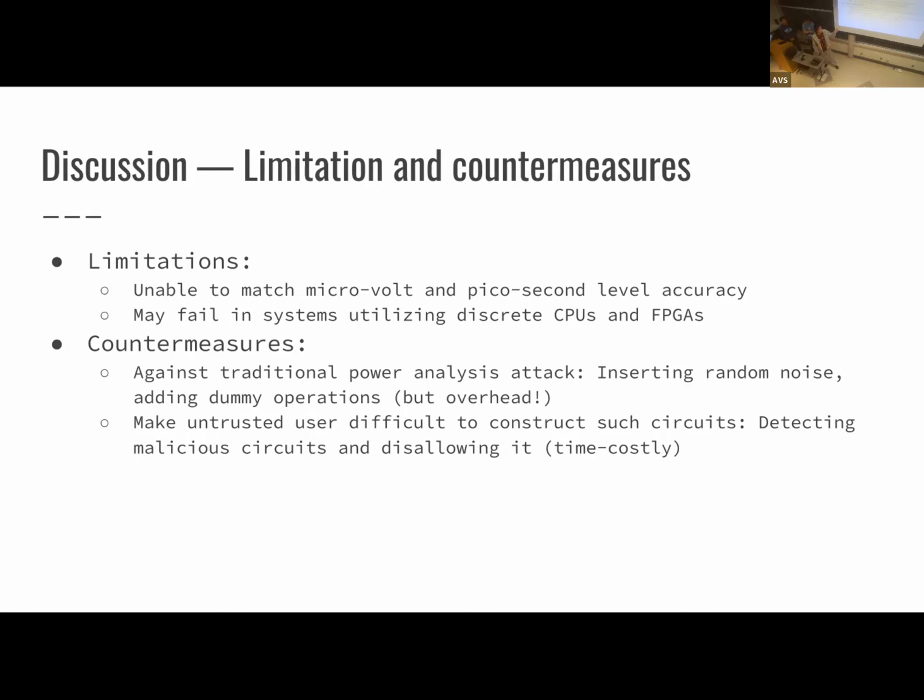And it also has some countermeasures. The first is that we can insert some random noise and add some dummy operators, just as we discussed in the lecture. And we can also make it difficult for the untrusted user to construct the circuit, such as detecting the malicious circuits and disallowing them.